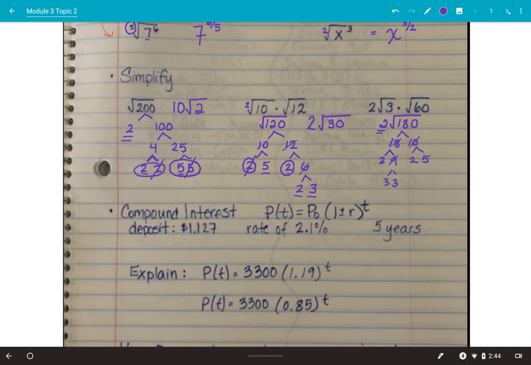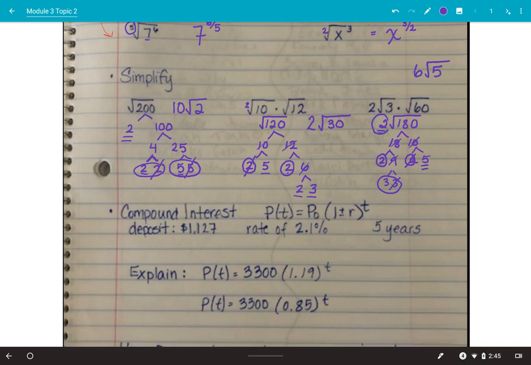2 times 5. Circle your pairs, cross one off. So we're going to multiply the pairs. So 2 times 3 is 6. Okay, I'm going to go up to the top. Sorry, you guys. Running out of room. I can't write in the white. So we're going to get 6 square root of what I have left, was just the 5.